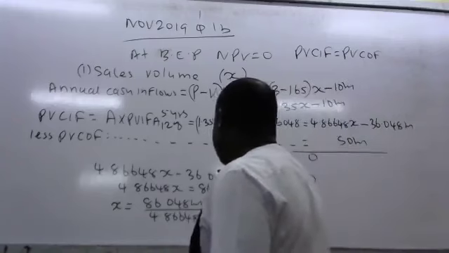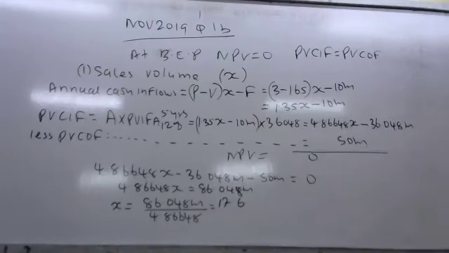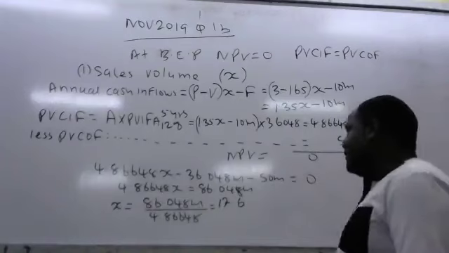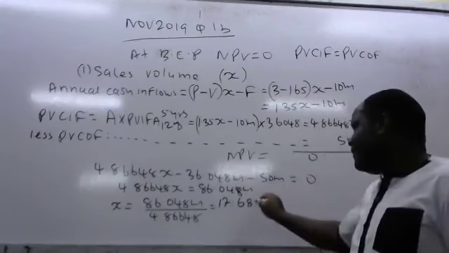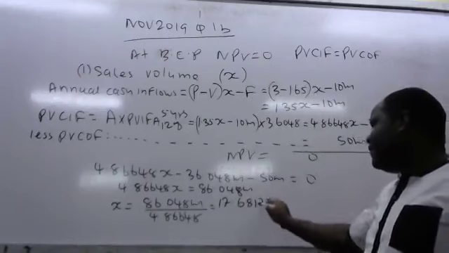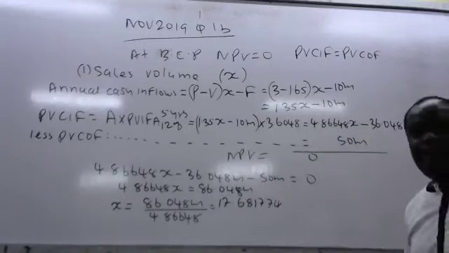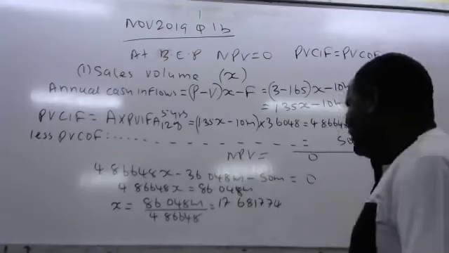We get 17 points. The figures are in millions, with 6 decimal places. So that now will be the new sales volume for NPV to be 0. So you have to get the percentage change in that figure.